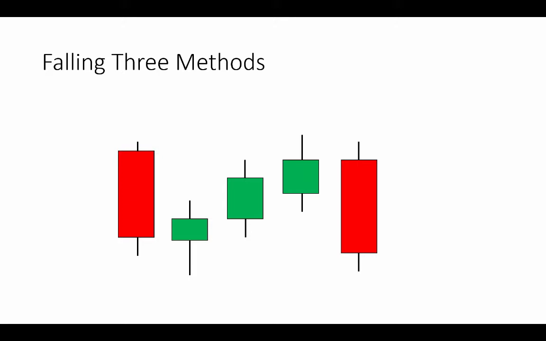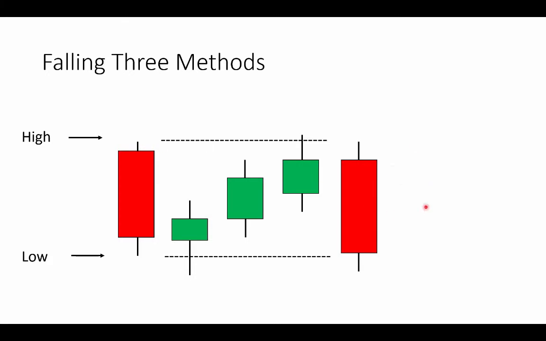They all need to close inside the range of the first bar. So we see a low going below the range of the first candle here, but it closes within the range. Same with this one. High goes beyond the range, but it closes within the range. And then the fifth bar is a continuation then of the first candle.